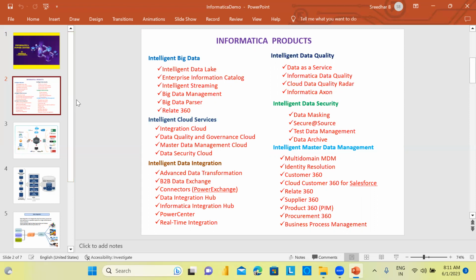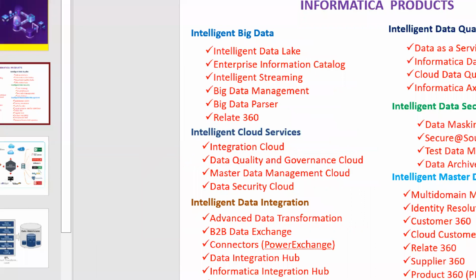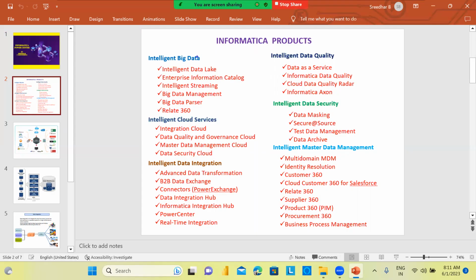Like Informatica. Informatica is a corporation. This corporation provides a lot of tools: big data integration, intelligence, big data, cloud services, data quality, security, master data management, and data integration. So purely it is data integration, and we are going to talk here about Power Center. Power Center is one of the tools introduced by the Informatica Corporation, and by using Power Center we can do data integration.